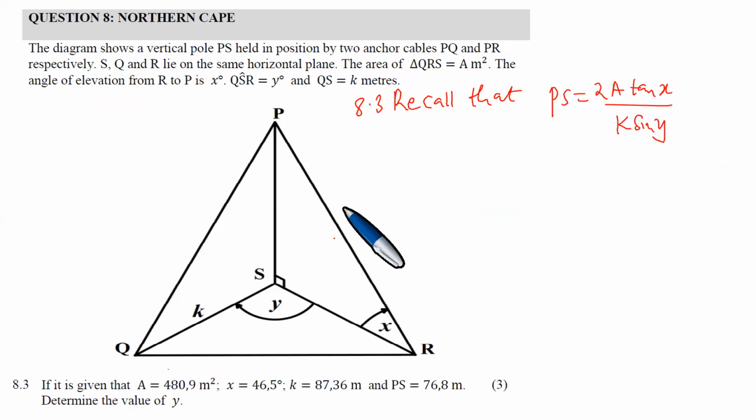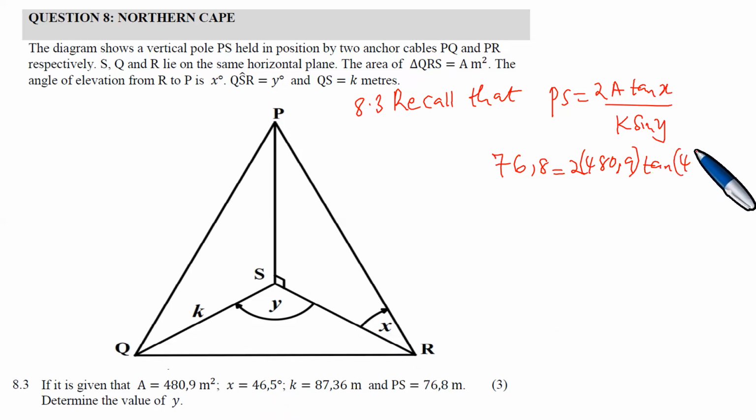Right. So you have this now. Before we perform substitution, we know PS now. We substitute. PS is actually 76.8 meters, given, equals twice A, which is 480.9 square meters. So we put 480.9 square meters. We have the tangent of the angle x, which is 46.5 degrees, divided by the k. What is k? K is actually 87.36.